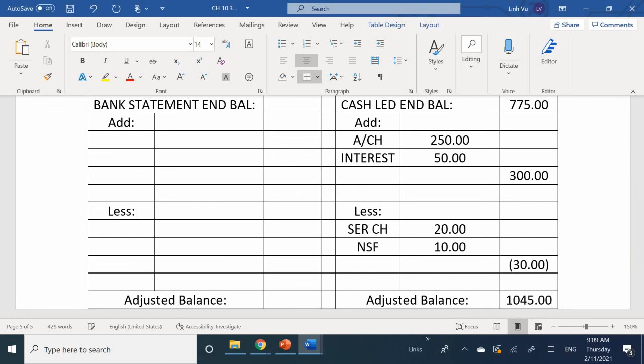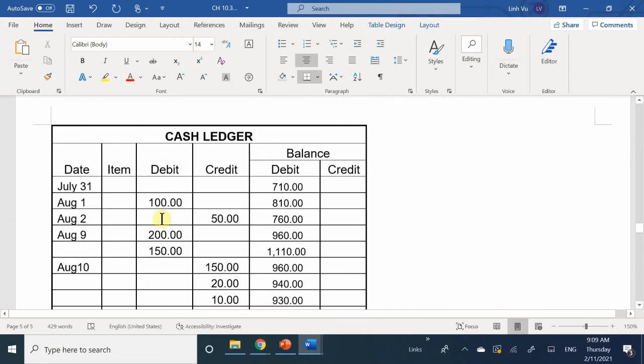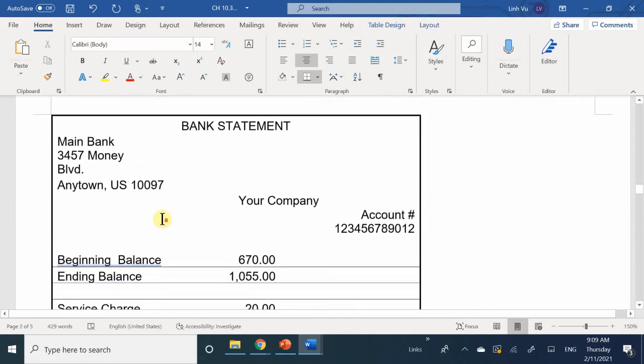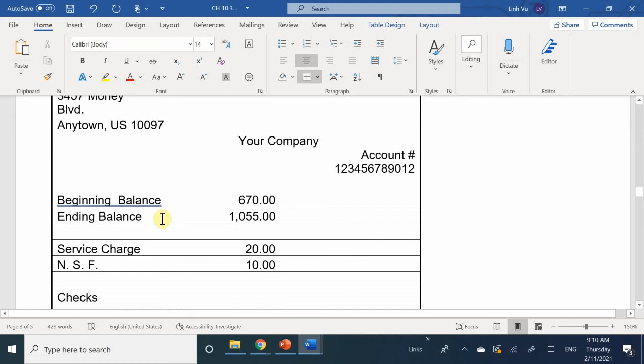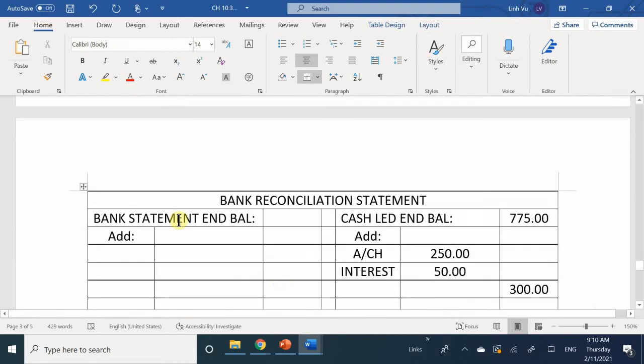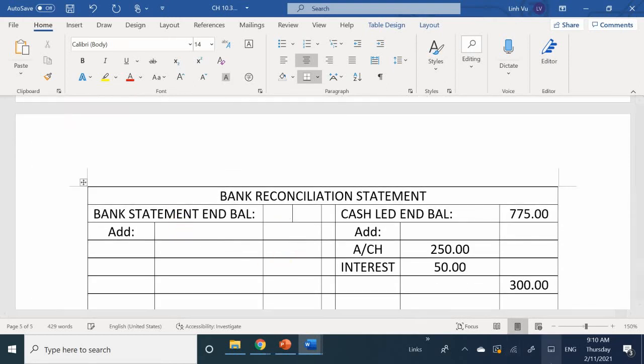$10.45. All right. Now we can't stop there because we have to do the bank side. So let's go ahead and determine our ending balance in our bank. So let's go up to my bank statement. What's my ending balance for my bank? 1055. All right, so scroll down. So 1055.